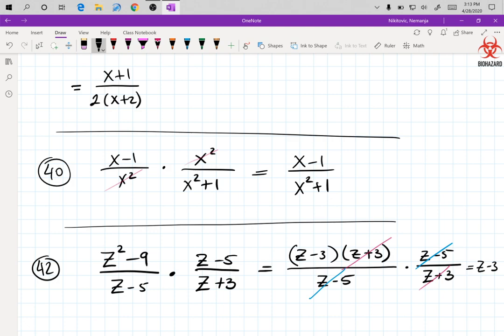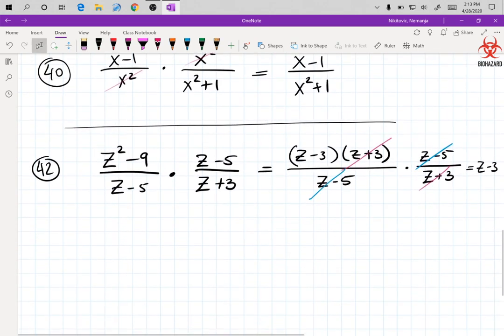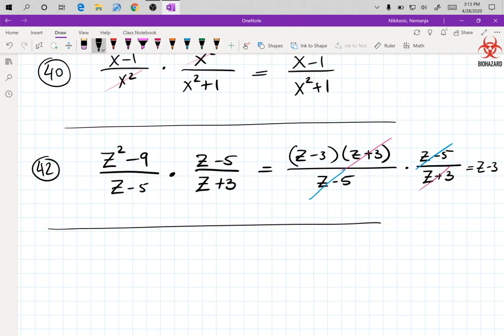That's it. One more for multiplication, and then we'll jump to division. Say 44 looks good.